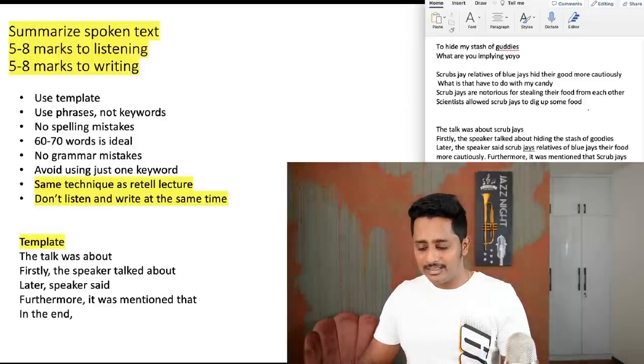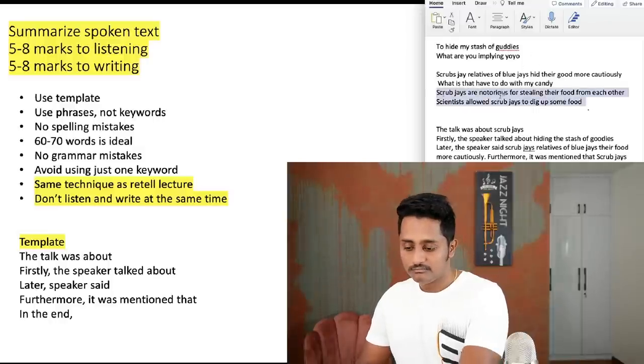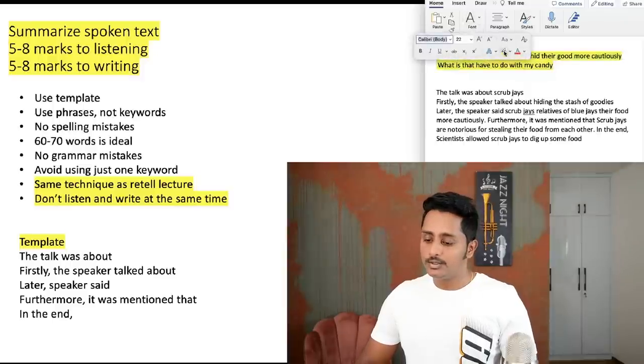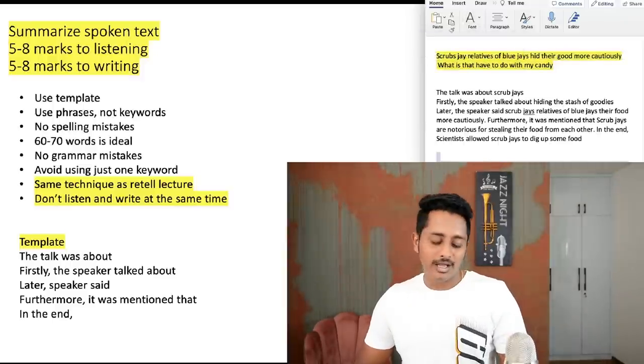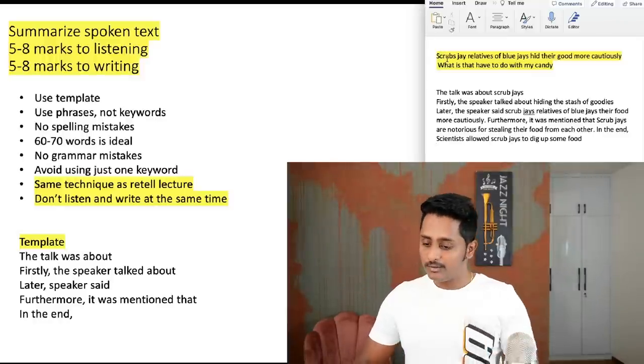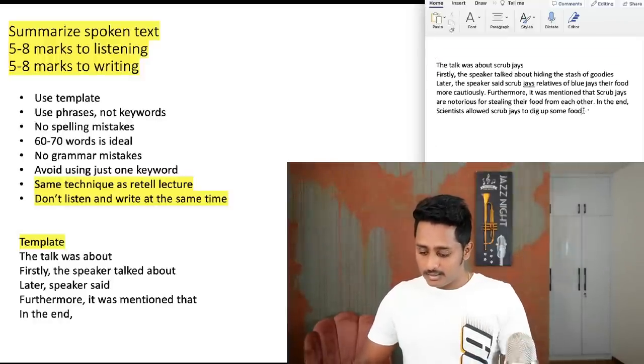Something like these things you can also add if you have written, let's say, only this and you couldn't write more. Something like this you can add on your own to make it 55 or 60 plus to 70 words. And if you take here, it is 58 words.